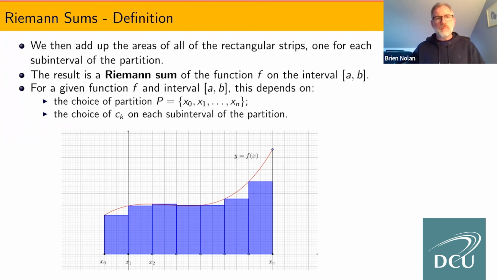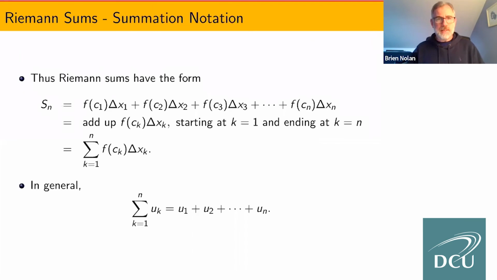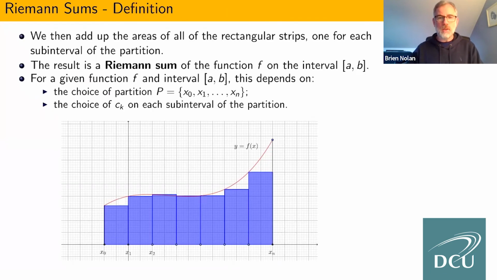Okay, so we have our definition in place. That's the key thing. We need to look at the formulas for these things so we can actually do some calculations. So what have we got here? Okay, so Riemann sums are what? We're going to add up the area of each rectangle. So if I look at that first rectangle, what's its height? Well, I've picked c1 for the first interval. The height, h1, is f of c1.